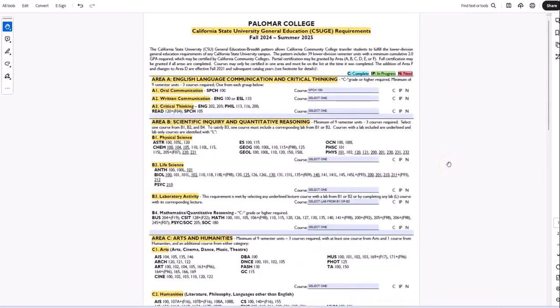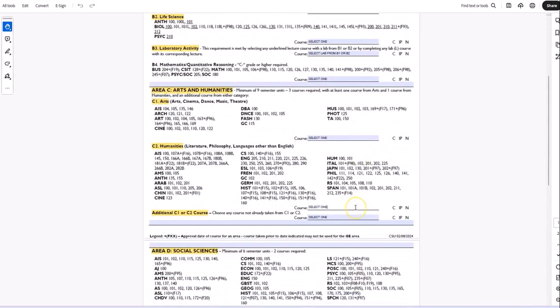I forgot to mention before, under written communication, a lot of times you may take the English 100 or ESL 110, but you can also take AP classes for that, the AP English Language or the Lit class. That might take care of that requirement. Now, if you did AP English Language, that can take care of written communication, and AP Language Lit can take care of this area here, area C2 Humanities. So just be aware of where you can overlap and duplicate.